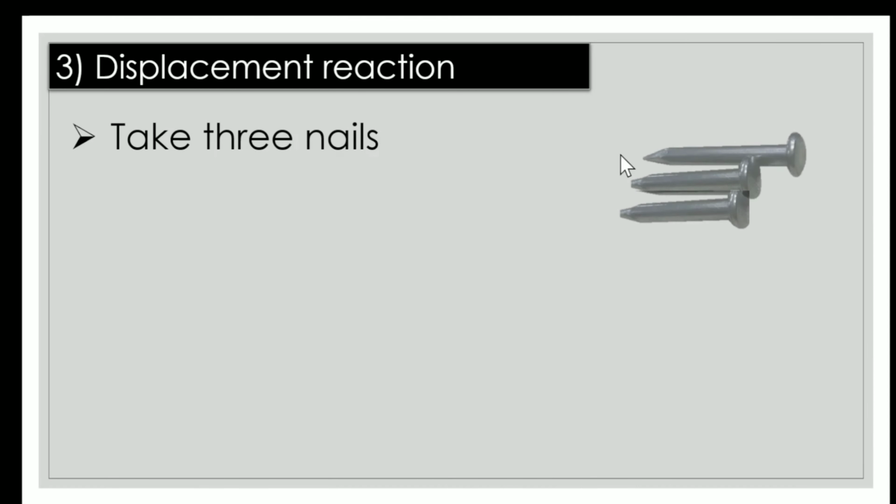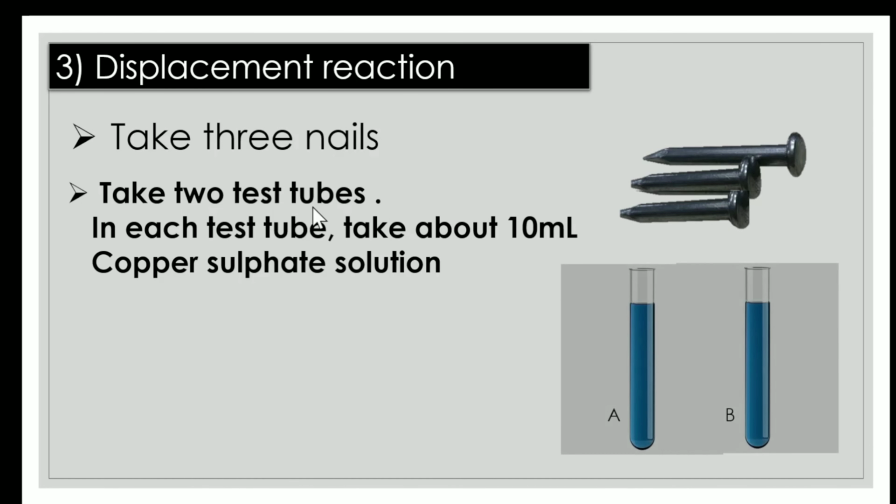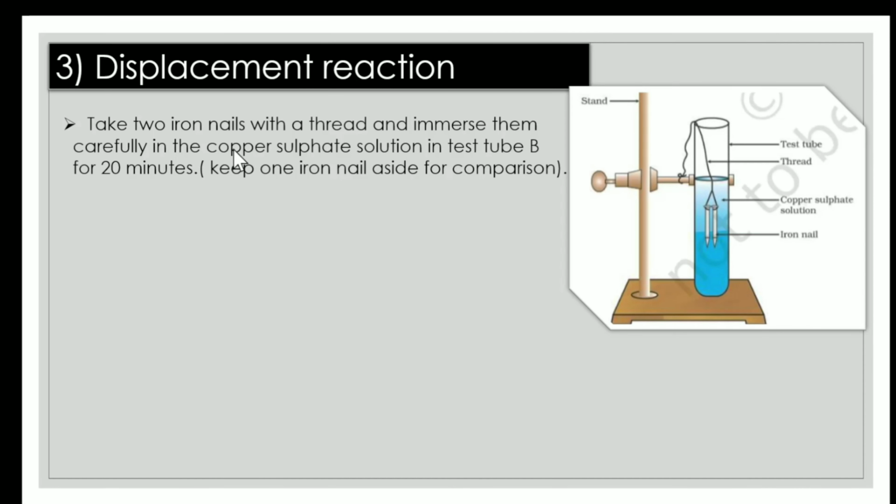Displacement reaction. Take three iron nails. Take two test tubes. In each test tube, take about 10 ml of copper sulfate solution. This is test tube A and this is test tube B. It is about 10 ml of copper sulfate solution in each test tube. Now, take two iron nails and immerse them carefully in the copper sulfate solution in test tube B for 20 minutes.